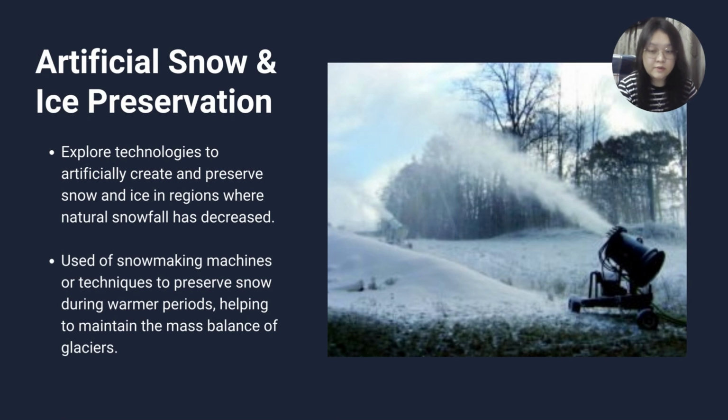The second method is artificial snow and ice preservation, which explores technologies to artificially create and preserve snow and ice in regions where natural snowfall has decreased. This uses snow-making machines or techniques to preserve snow during warmer periods, helping to maintain the mass balance of the glaciers.